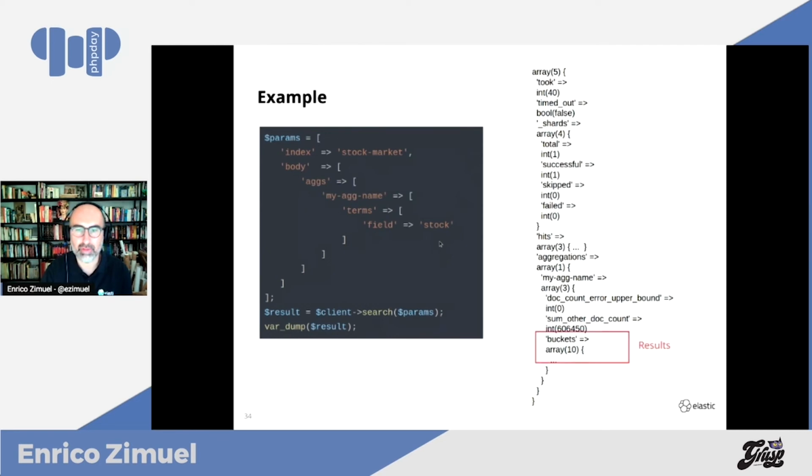And basically, if you perform the aggregation, as you can see in the results, there will be another field that is the aggregation, with the name of the aggregation that you gave here, my aggregation name in this case. And inside this, there is a buckets field that contains the results, so the aggregation results.